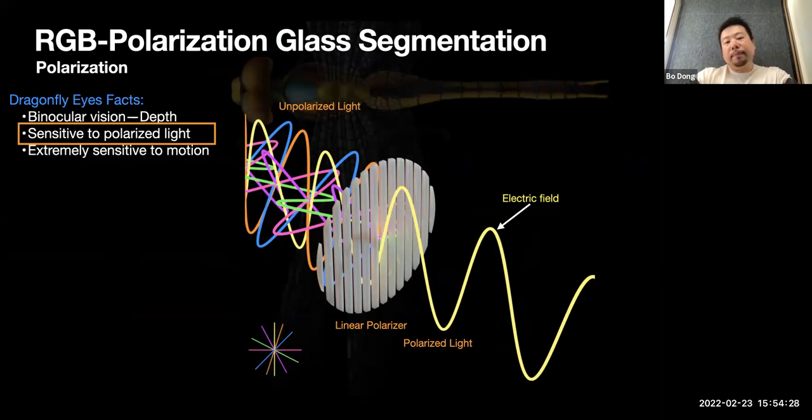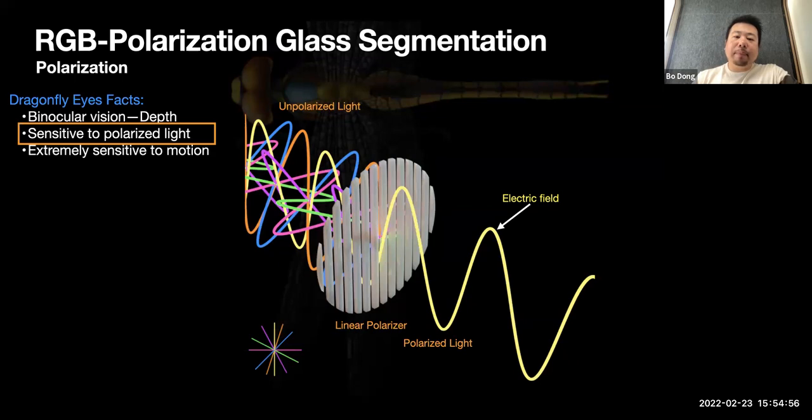If you think of the light rays as waves, they consist of two fields. One field is called the electric field, and the other field is called the magnetic field. They are orthogonal to each other. Polarization describes the orientation of the electric field. That's why in this chart, I only draw the electric field instead of drawing both the electric field and the magnetic field.